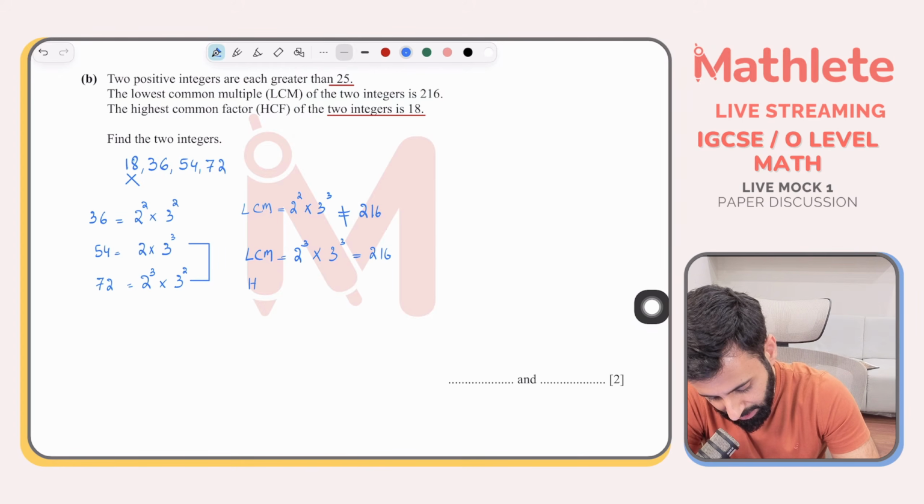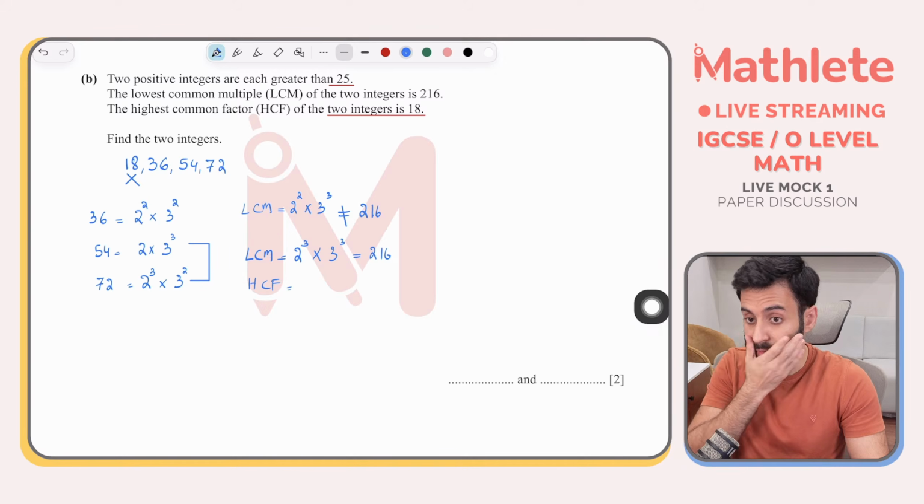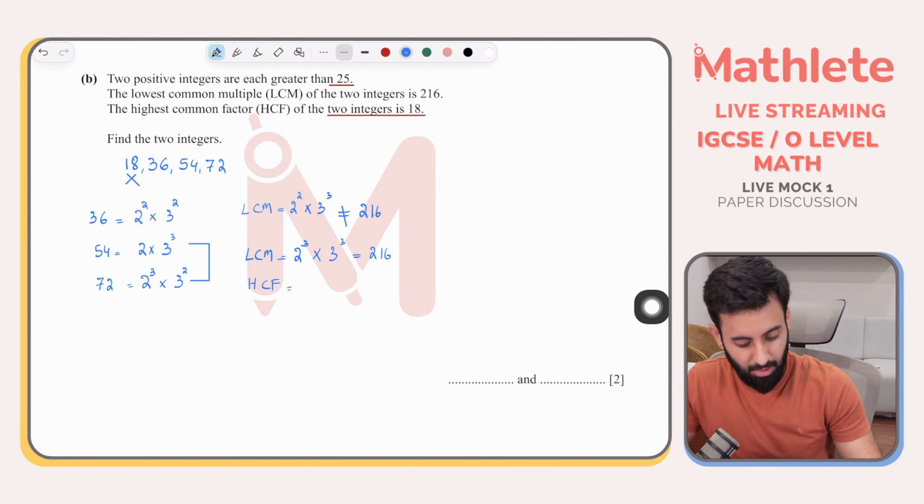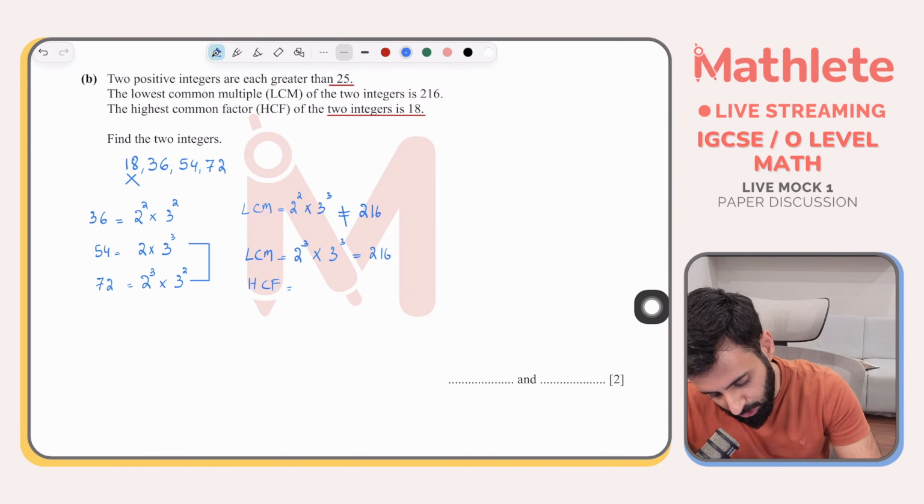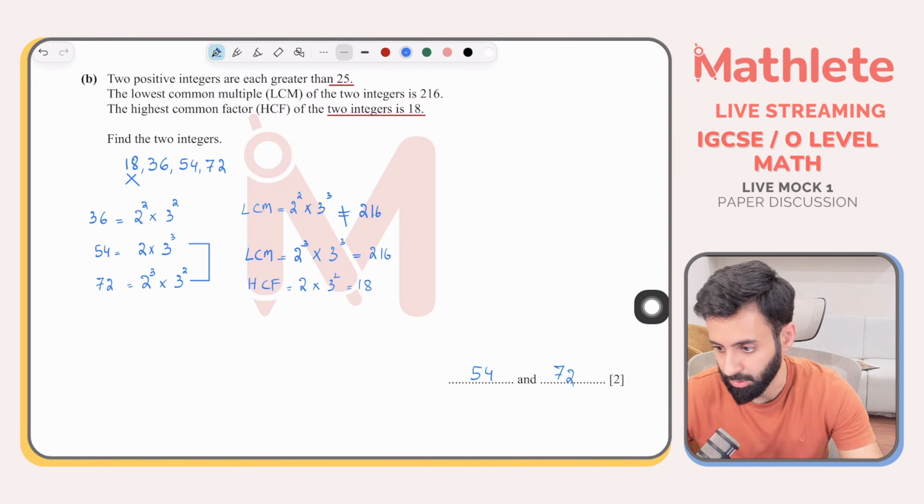And while we're at it, let's take their HCF also. When we're taking out their HCF, what are we doing? We're taking out the smaller power. So if you look at 2 and 2 cube, who wins? 2 wins. For HCF, remember, we are looking at the smaller power. 3 cube and 3 square, who wins? 3 square. So what is this equal to? 2 into 3 square. What is that equal to? That is equal to 18. So that means the two numbers that we're looking for are in fact 54 and 72.